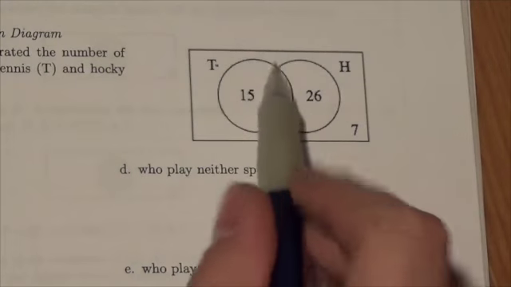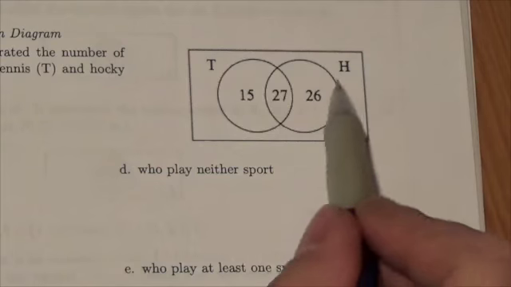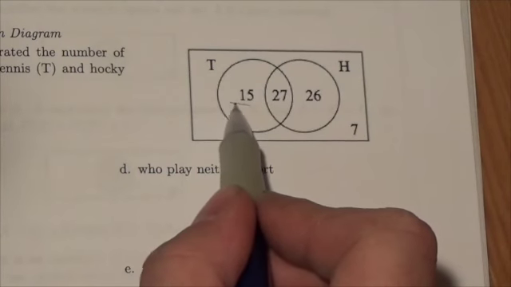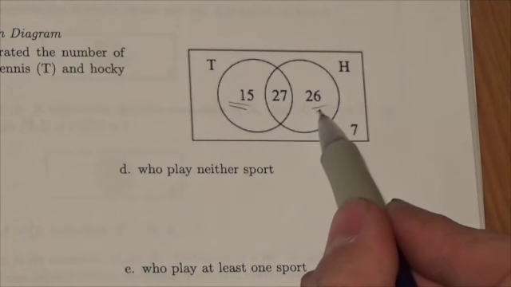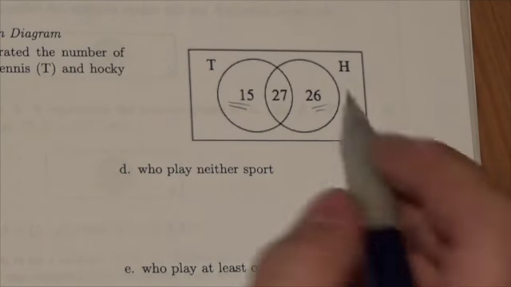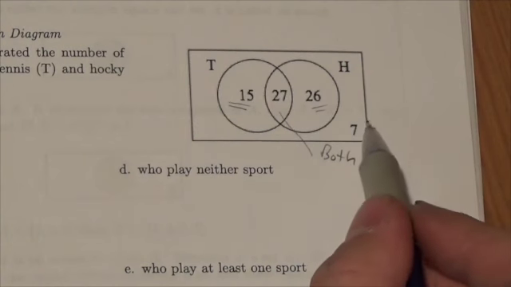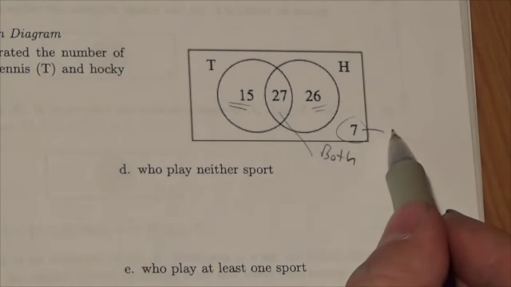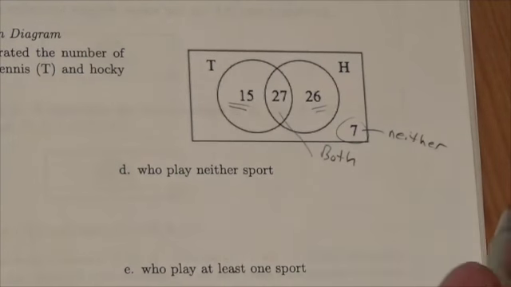So this is the set right here. This circle represents the people in tennis. This represents the people in hockey. This represents the people who are in just tennis. This represents the number of people who are in just hockey. And this right here is both. And then out here, this little 7 represents the total number of people in neither. Okay, so just to get a sense of what that Venn diagram is saying.